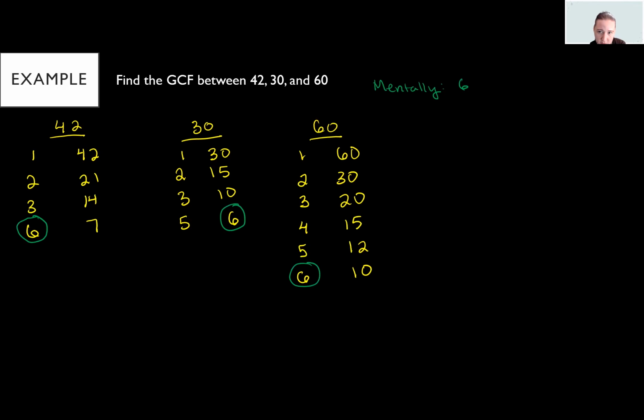Or you can go at the biggest one and say, okay, if I start with the biggest number, 30 and 60 both have 15. Does 42 have 15 on the list? And if it doesn't, then you go to the next one in common. Like 30 and 60 both have 10, but 10 is not on the list for 42. So then you keep going through. So the divisor method here also gives us 6.